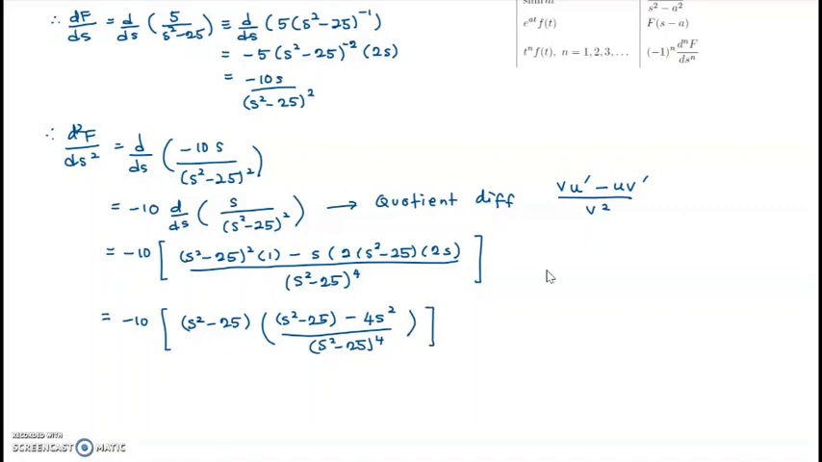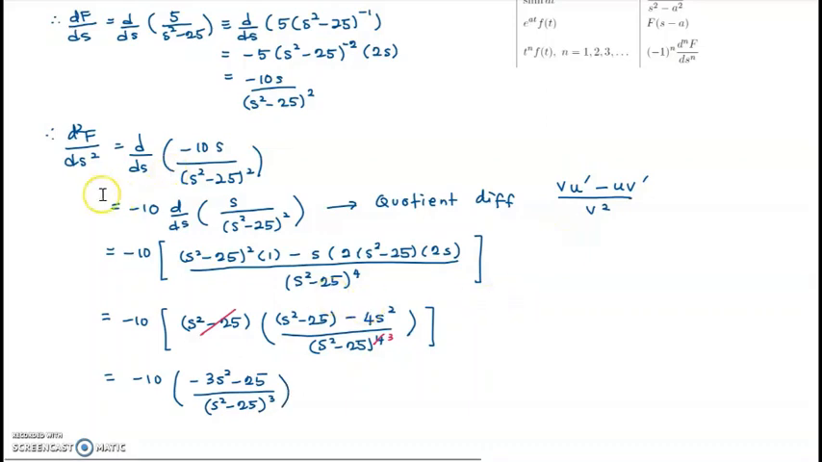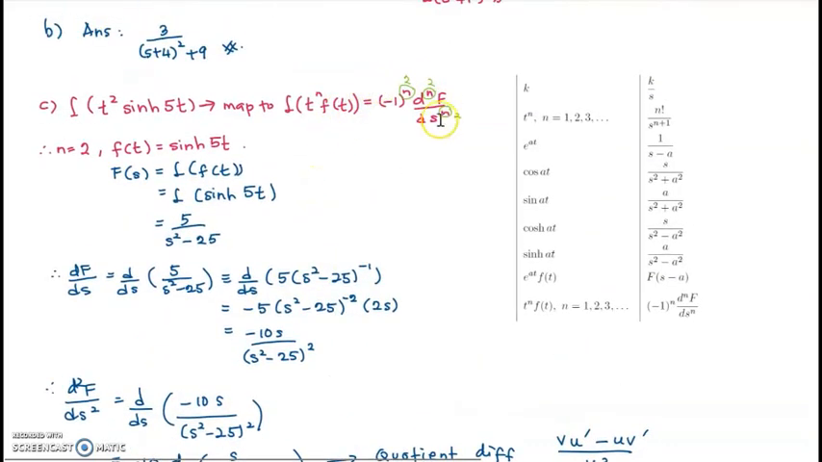So we can simplify this one and this one, and now the power becomes 3. Inside the bracket we have s² − 25 − 4s², so we have −10 times (−3s² − 25) over (s² − 25)³. That is our f double prime, basically d²F/ds². Our final answer should be in this form.